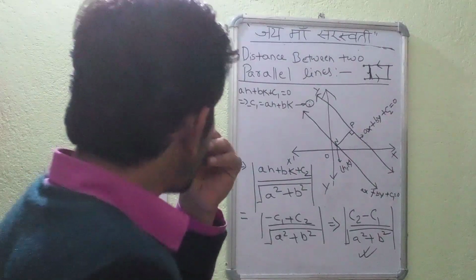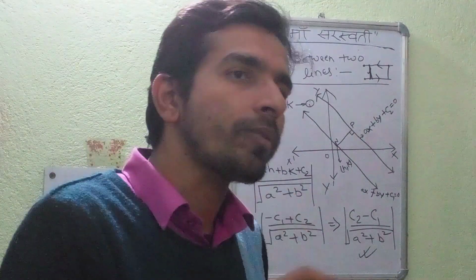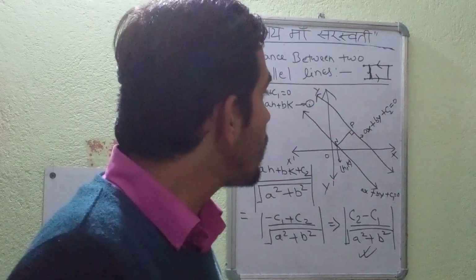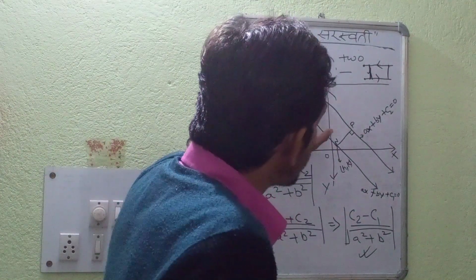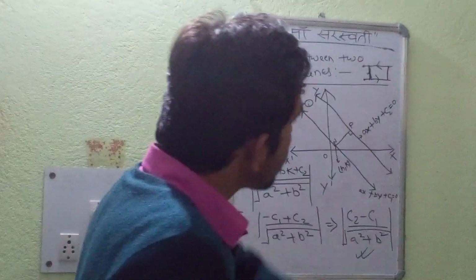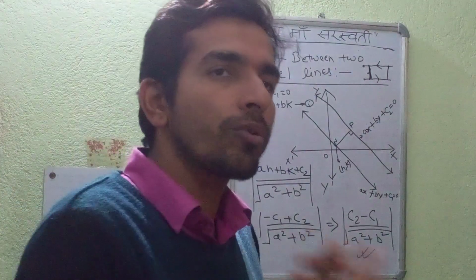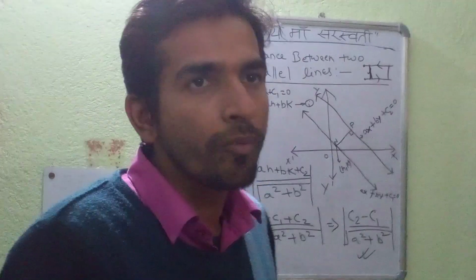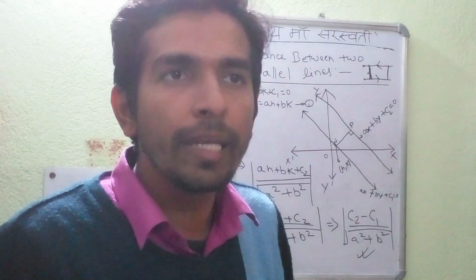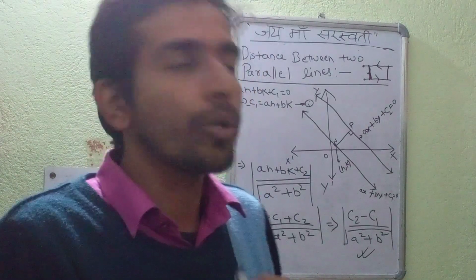First and foremost, we will take a point. The coordinates of that point, its location in the space, will be (h, k), and that point will lie on the first parallel line. This is the first parallel line and this is the second parallel line. So the point (h, k) lies on the first line, ax plus by plus c1 is equal to 0. As we studied earlier in coordinate geometry, whenever a point lies on a particular line, that point will satisfy the equation.